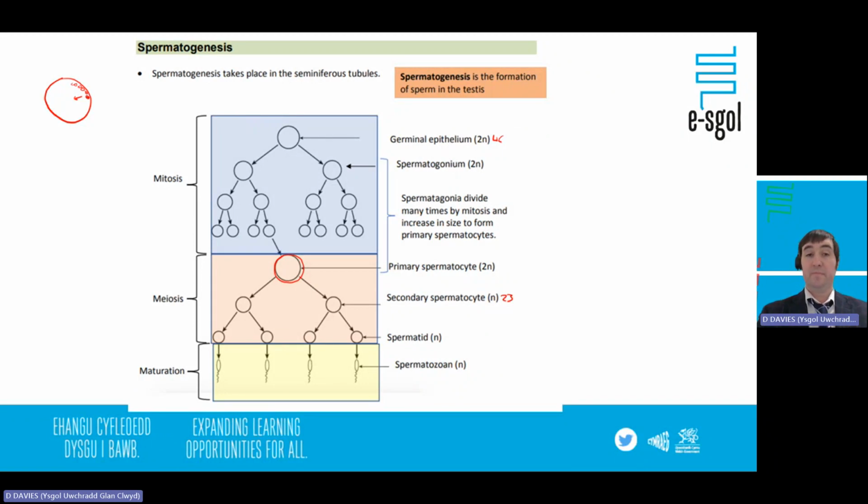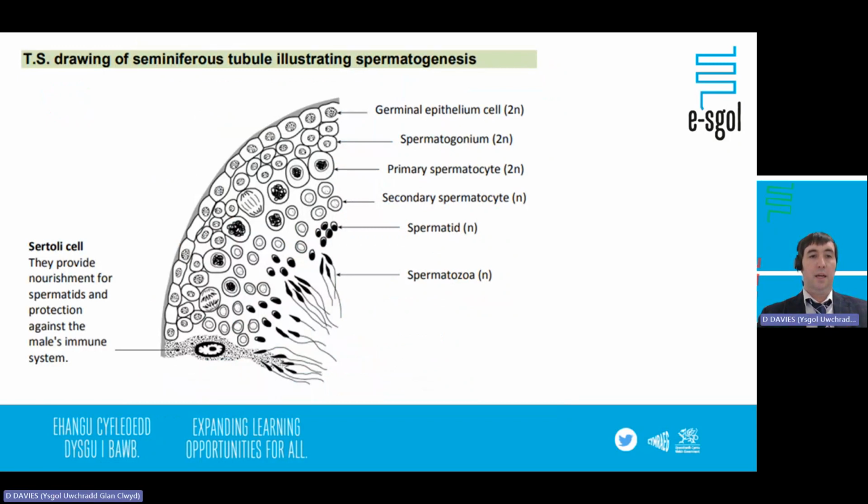All right, so that's quite nice and simple. We've got several mitotic divisions, one meiotic division, and then maturation, and then that gives me a spermatozoan. So spermatogonia, mitosis, spermatocyte, meiosis, spermatozoan, maturation. So you link those together in your head, that will give you the sequence of events that produces the sperm cells. That's basically what I've said there.